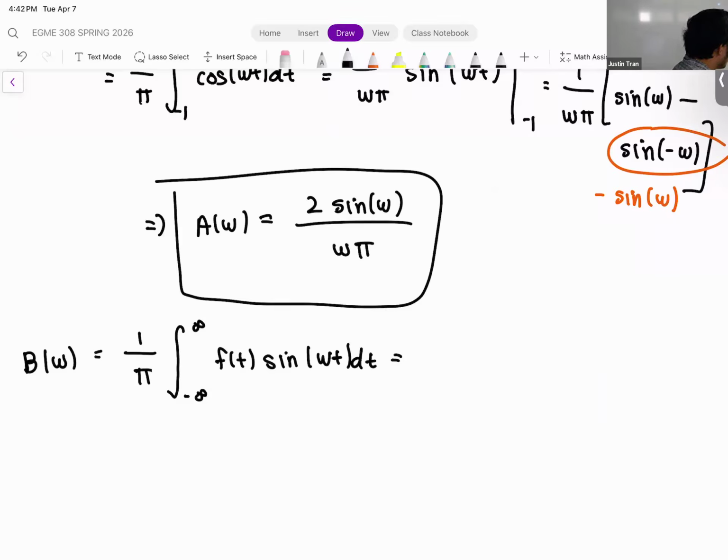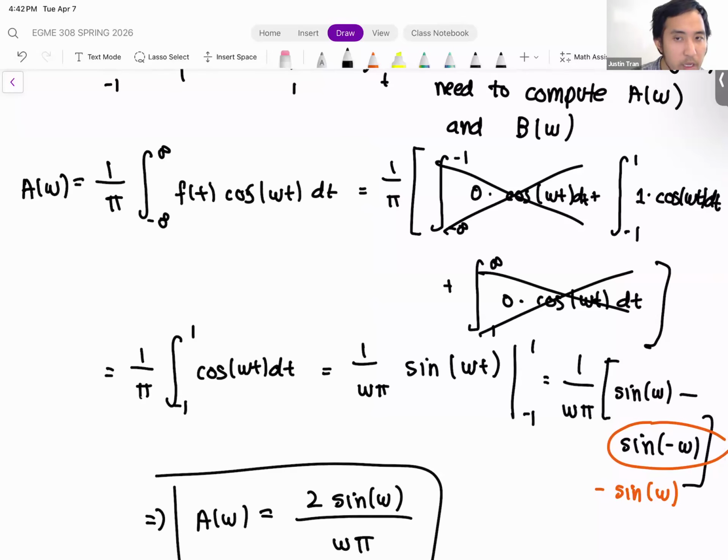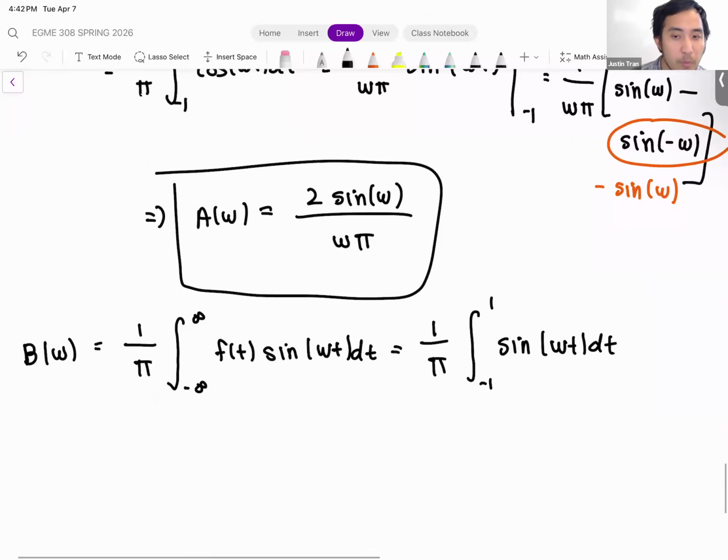Okay. So we still have the same function here. Our function is still going to be 0 for everything outside of -1 to 1. So I'm just going to skip that step and say this is equal to 1 over pi integral from -1 to 1 of sine omega t dt. Basically I did the same thing as above, where I split the integral into 3, but I knew that the first and third integrals are automatically going to be 0 because the function is 0 during that time. And so we just end up with an integral from -1 to 1.